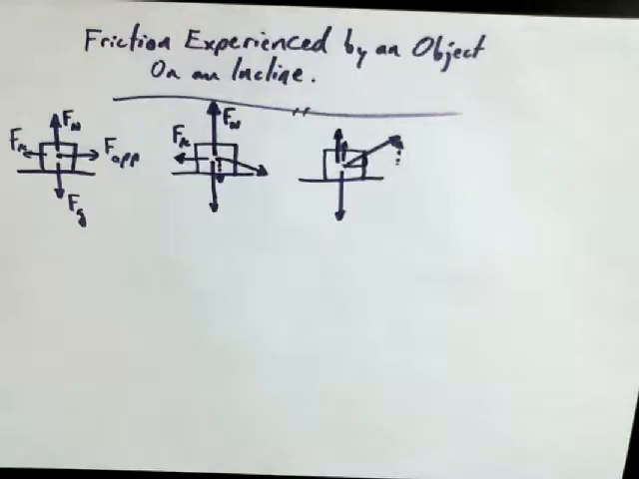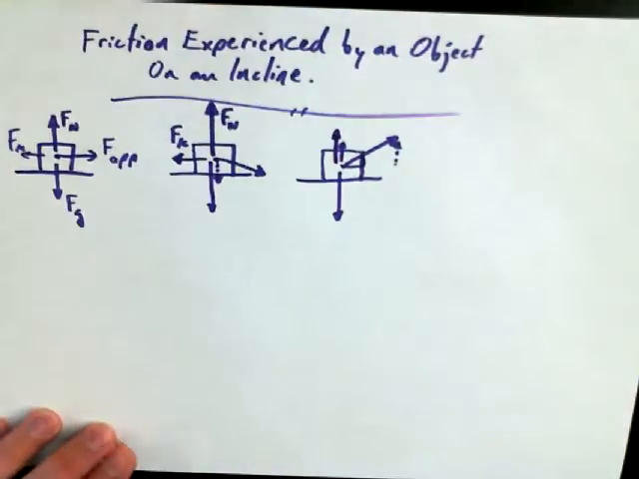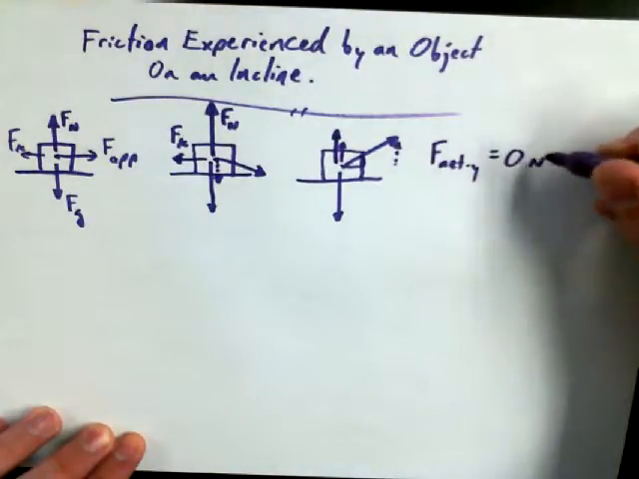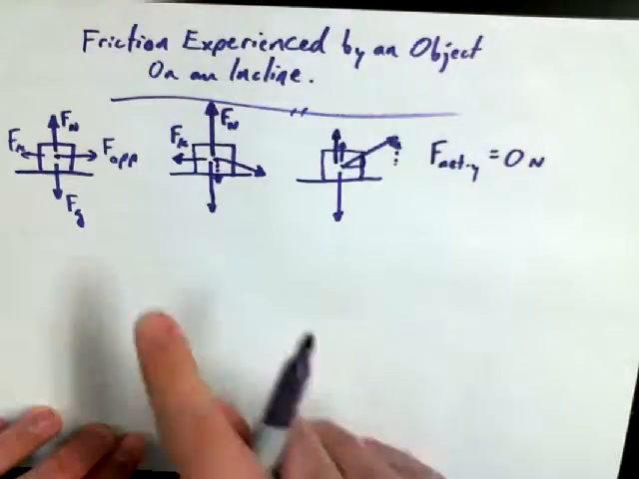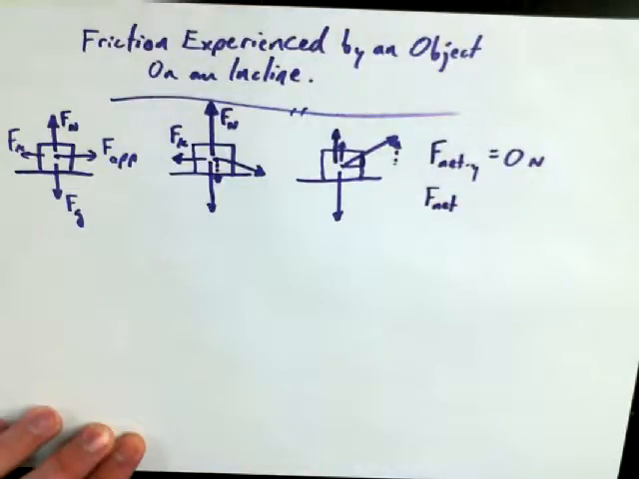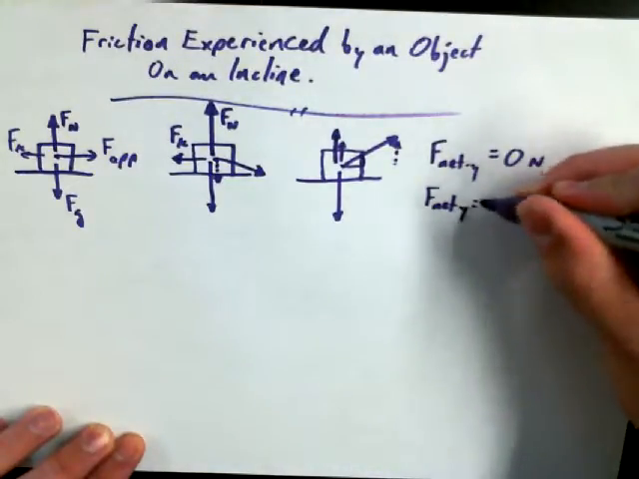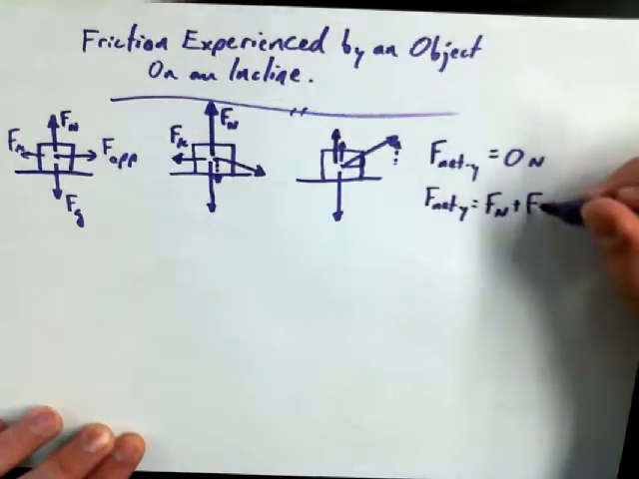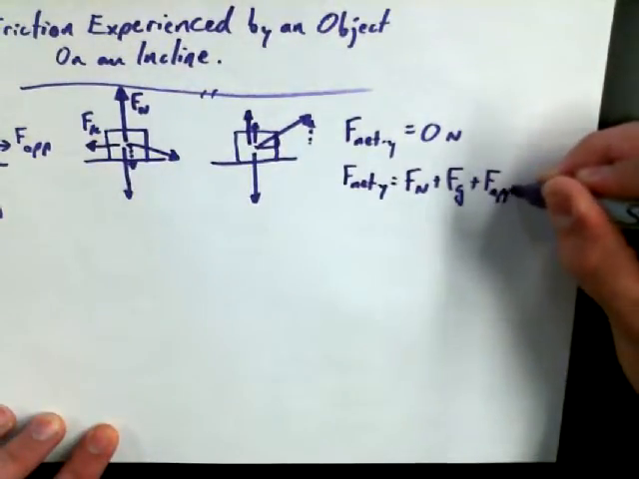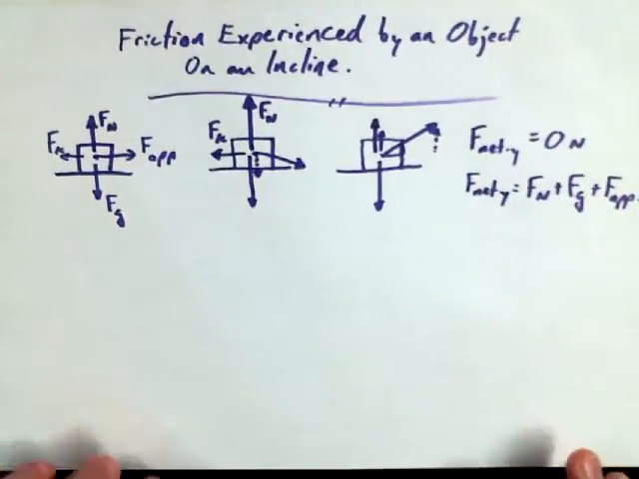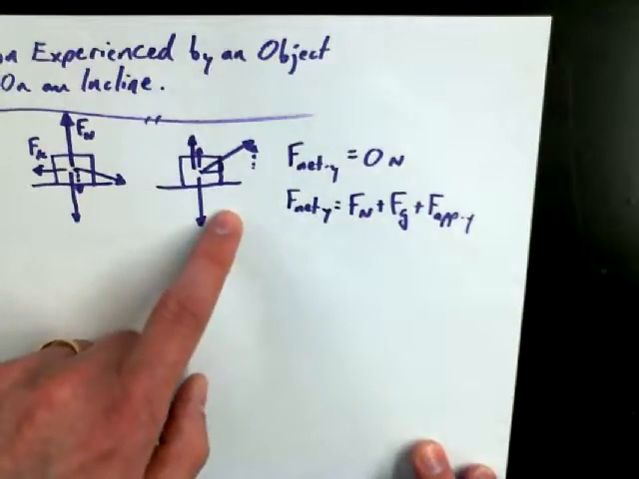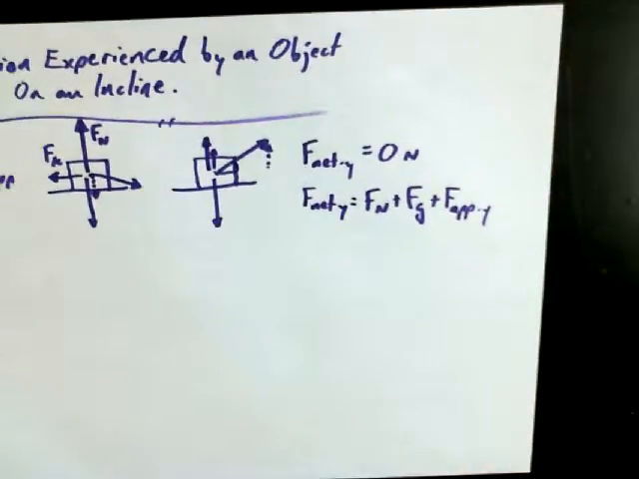And really at the end of the day, what we're saying here is, at least for this y component, for these three scenarios, we're saying that F net in the y direction for each of these would be equal to 0 newtons. And so in the y direction, for each of these, if we always use the free body diagram as a way to arrive at an equation, F net in the y direction is equal to F normal plus Fg plus, if there is an applied force in the y direction, then F applied y. In the case of the first scenario, F applied y was 0. In the case of the second scenario, F applied y was downward. And in the case of the third scenario, F applied y was upwards. So we're always thinking about these components.